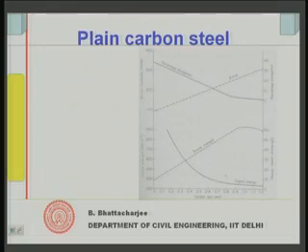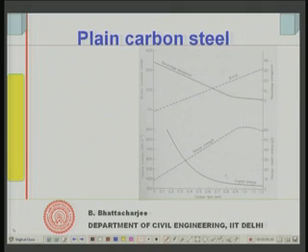You see, this is the idea, plain carbon steel. If I plot carbon content along this direction and tensile strength along this direction, this is the curve. As my carbon content increases, tensile strength increases. Impact energy starts reducing, because it depends upon the area under the stress strain curve. As strength increases, impact energy reduces, because the area under the stress strain curve is not as high anymore.